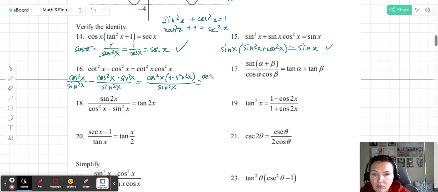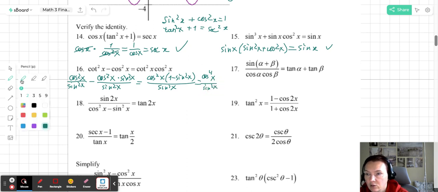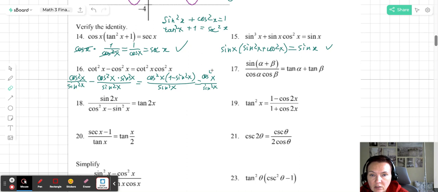So in total I have cosine to the power 4 x over sine squared x. Or I can split it, I can actually write it down as cosine squared x over sine squared x, which is going to be cotangent, times cosine squared x, which is this one, right? So that is equal to cotangent squared x times cosine squared x.